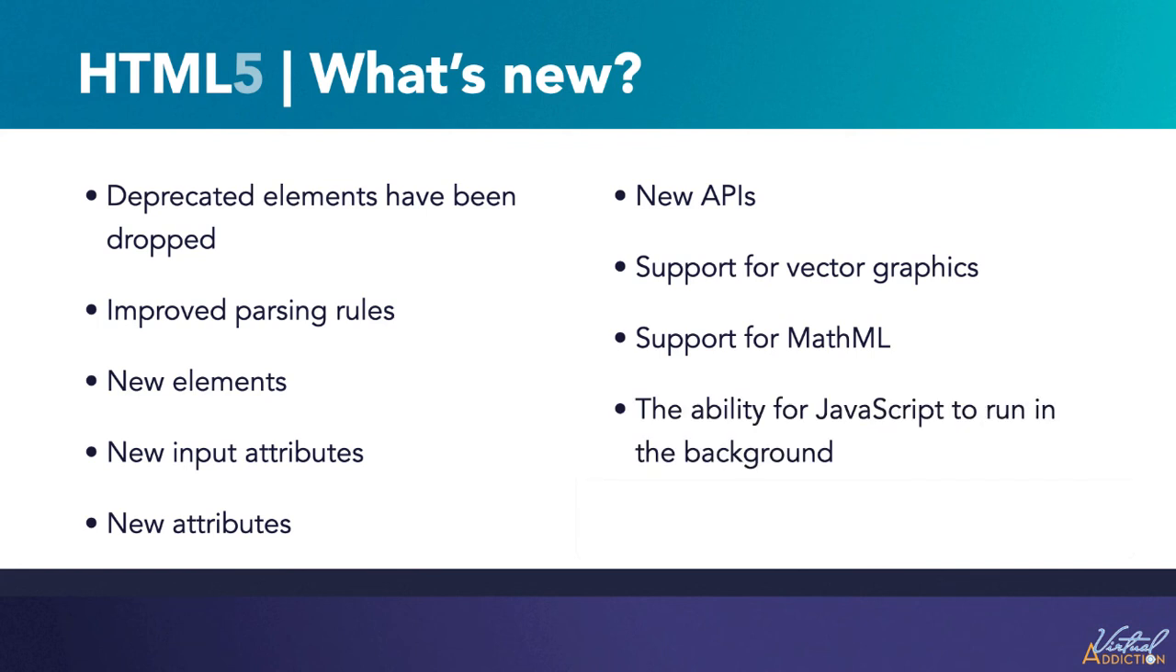JavaScript can now run in the background thanks to the JS Web Worker API. And global attributes such as tab index, repeat, and ID can be applied for all elements.